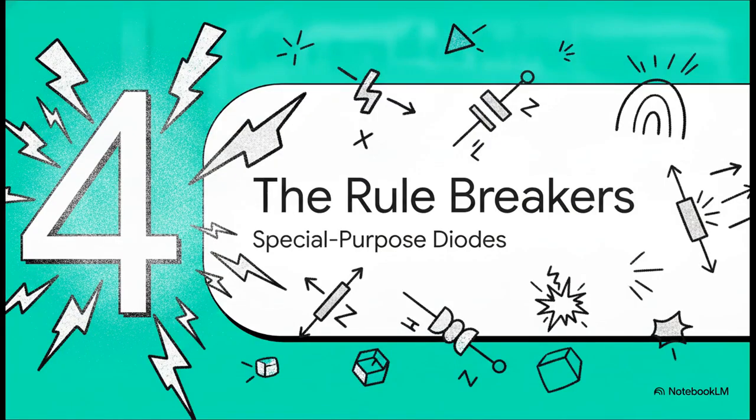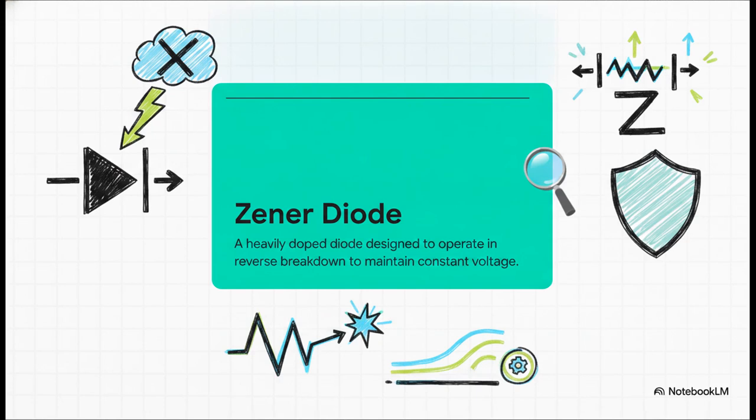All right, so we've conquered power and we've conquered light. Finally, let's explore our last category, the rule breakers. These are special-purpose diodes deliberately manufactured to behave in ways that would, quite frankly, instantly destroy ordinary electronics. The most famous rule breaker of them all is, without a doubt, the Zener diode.